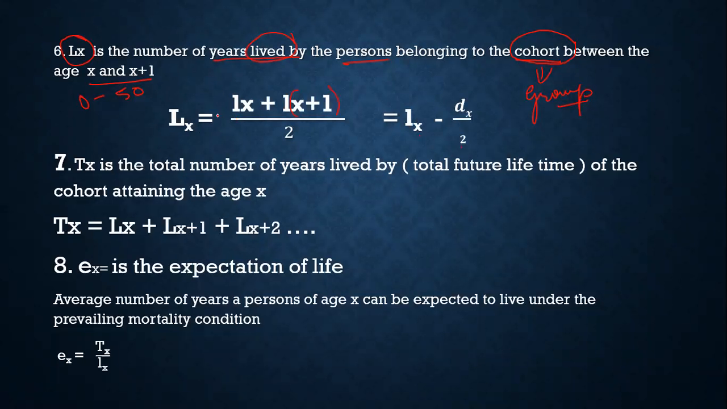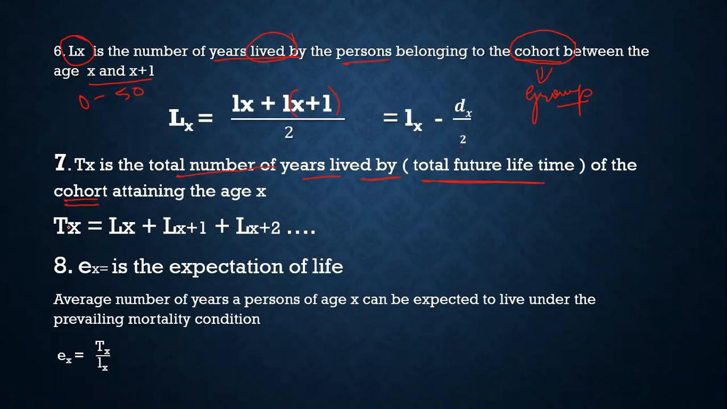Okay, next one, TX. T is nothing but the total future. Here we find the total. TX is the total number of years lived by a group of cohort. So we can find out how many years a group survives. In each age group there is a group, and we consider it group-wise. So here the total number of years, how many years they survive, the future lifetime, that is their life span, we consider here.